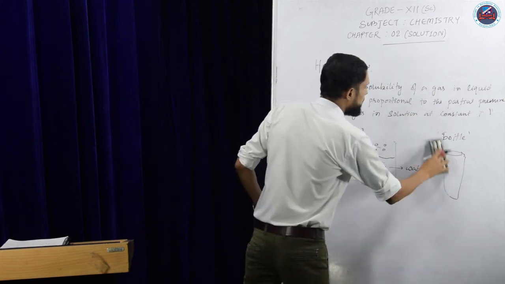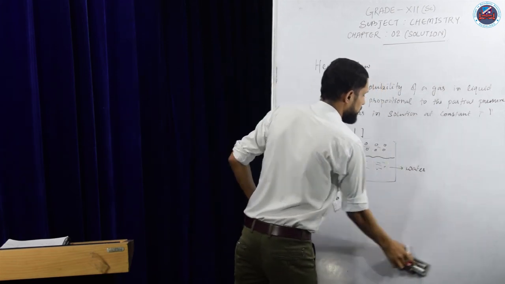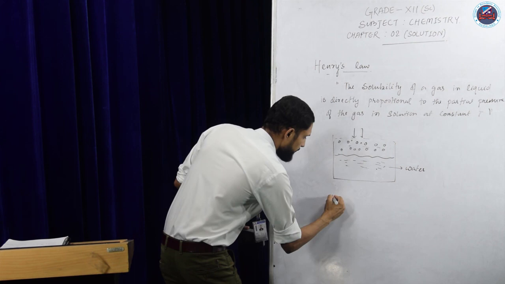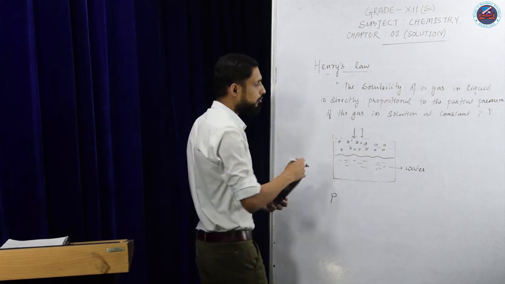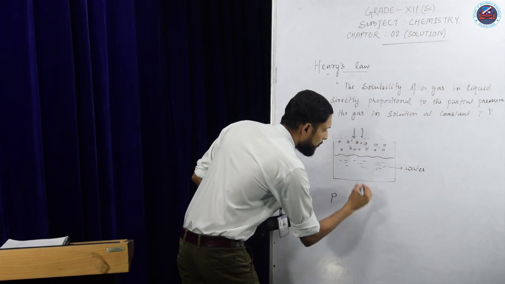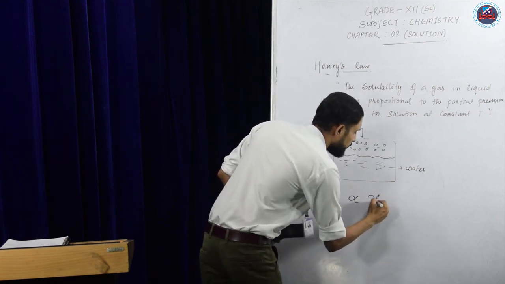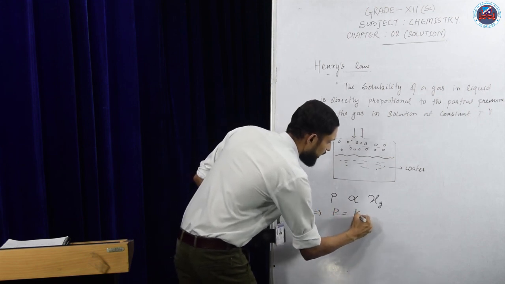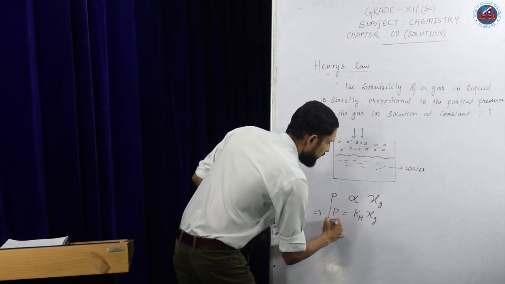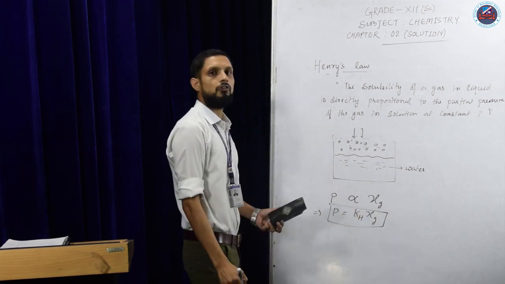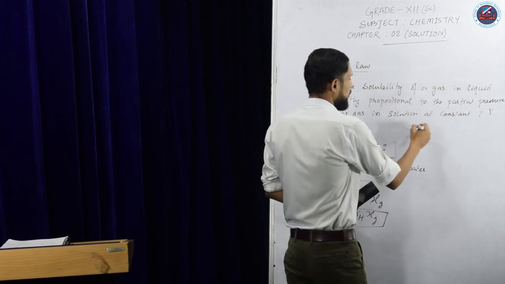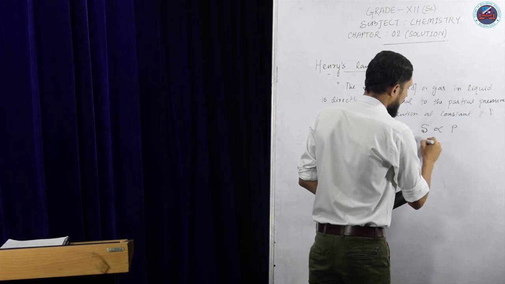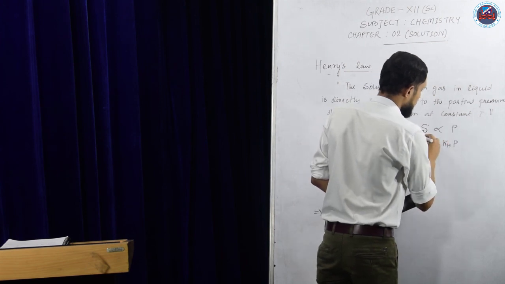Now it can also be expressed in terms of mole fraction. So Henry's law can be also stated as the pressure of a gas on the surface of liquid is directly proportional to the mole fraction of the gas. Or we can write it as P equal to KH times mole fraction of gas. This is the mathematical representation of Henry's law. And for this we can write solubility as directly proportional to P, or as equal to KH times P.